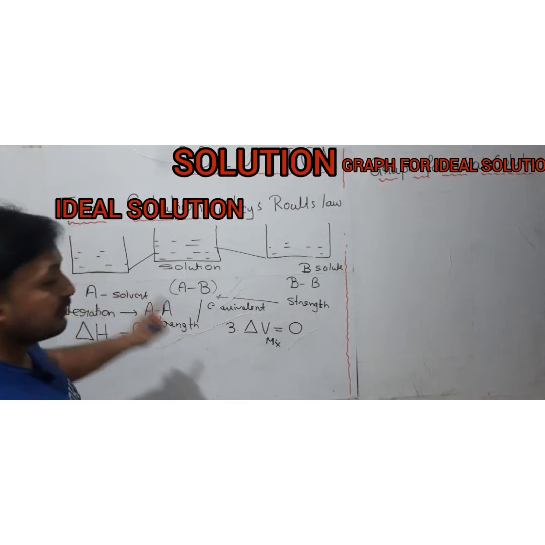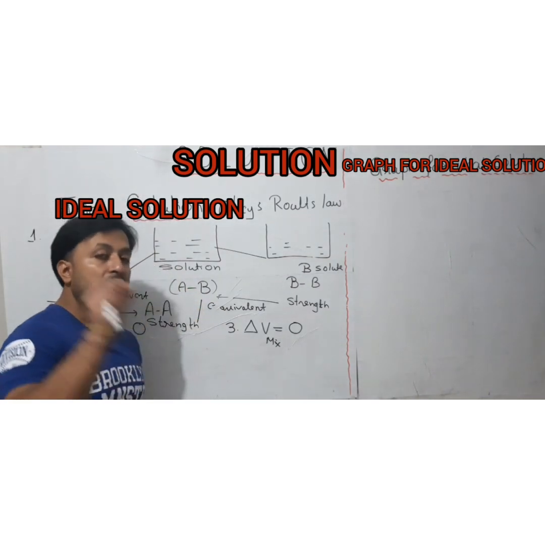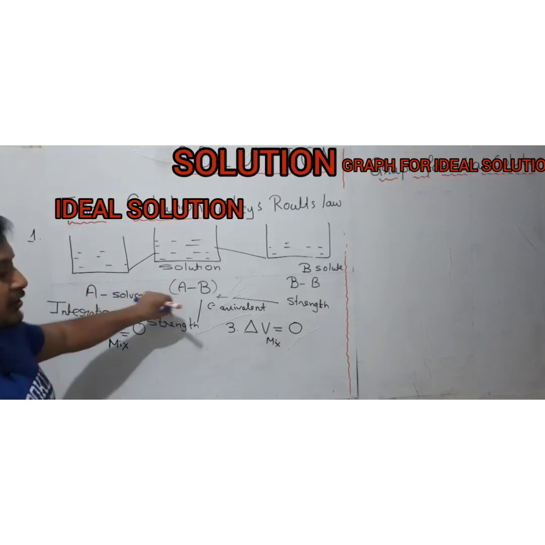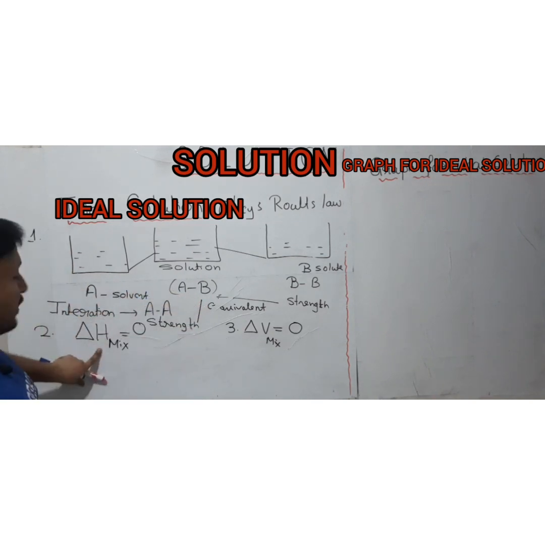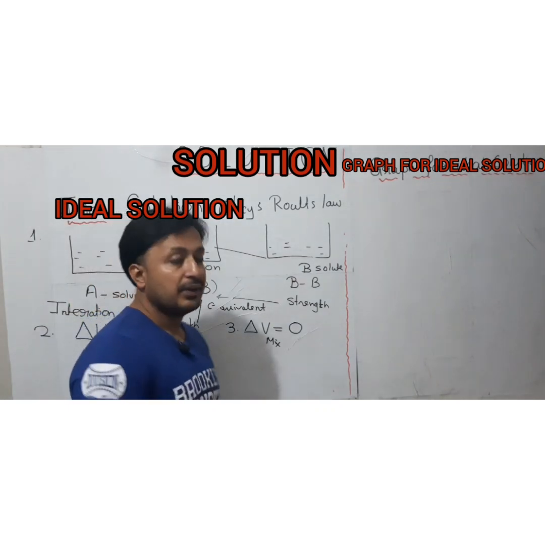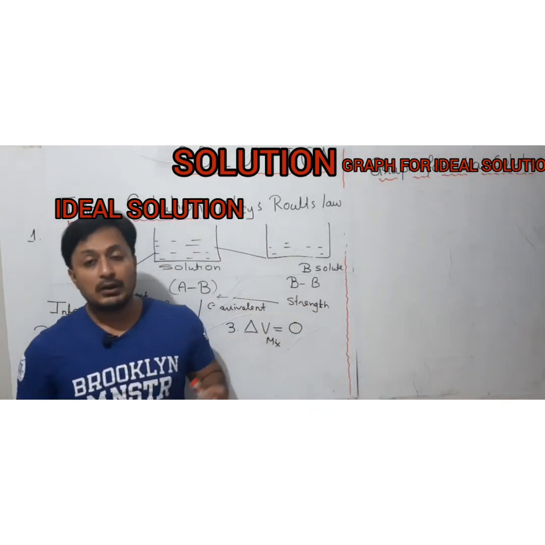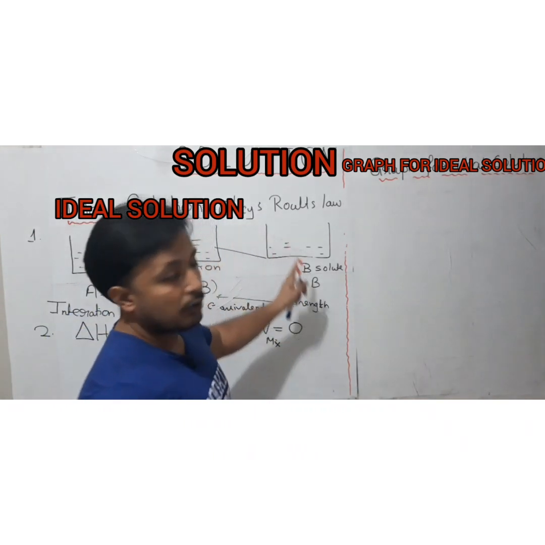So these are the 3 points. If these 3 points are followed by any solution, then such a solution is stated to be an ideal solution. That is, interaction strength remains the same, enthalpy of mixing will be 0, and change in volume of mixing is also 0. So that is our ideal solution, and Raoult's ideal solution always obeys Raoult's law.